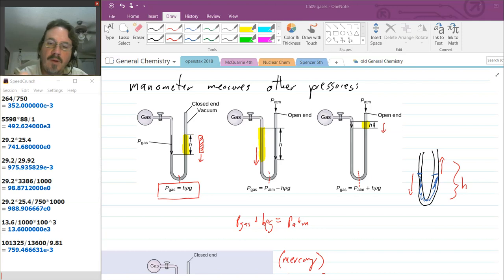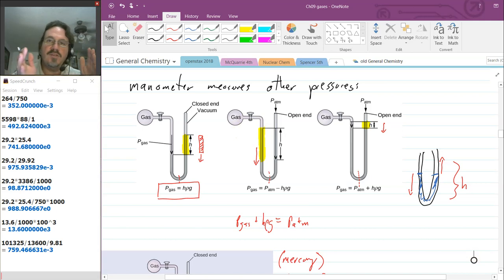Here's an open-ended one. Same exact idea, except because it's open-ended, I also have the pressure that I have to add into my calculation. Now notice here, they switched it around a little bit. Here the pressure of the gas was pushing it down. Over here, it must be a fairly low pressure because actually the column is higher on my left side. That's okay. Just orient yourself and say, in some divided side, left versus right, right at the bottom of the tube, what are the two pressures that are pressing on it? The left side and the right side, and they have to be equal.